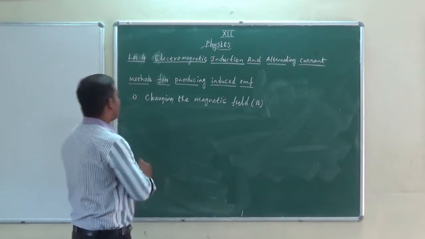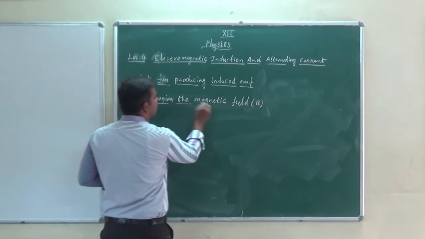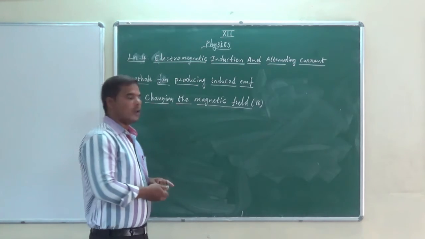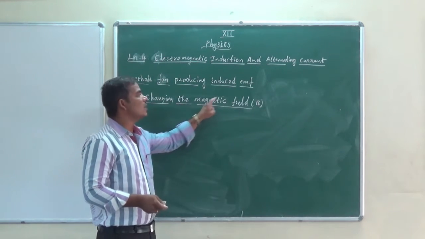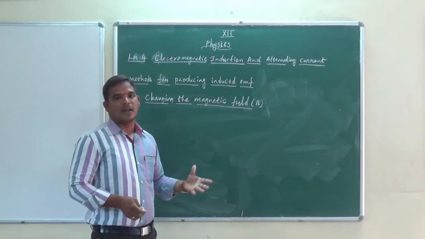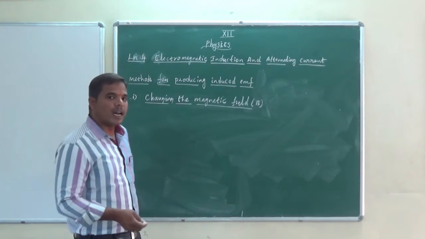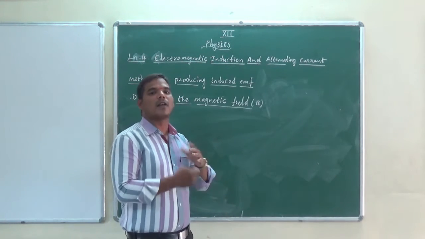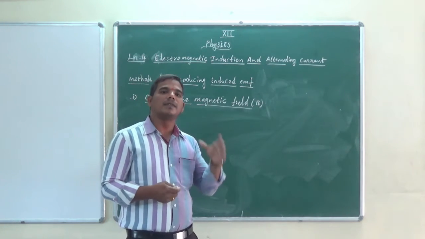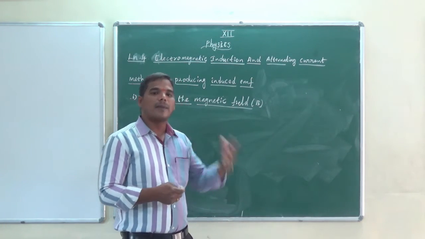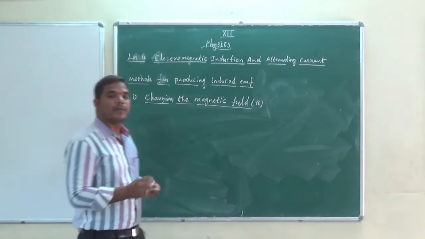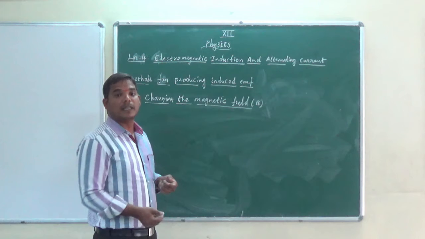So what is our topic? Changing the magnetic field to produce induced EMF. What do we have to change? Magnetic field. It is all based on Faraday's laws of electromagnetic induction. We already discussed Faraday's laws of electromagnetic induction in detail. If we change the magnetic flux linked with the closed circuit, what happens? It produces induced EMF. The magnitude of the induced EMF we can write as a mathematical equation.